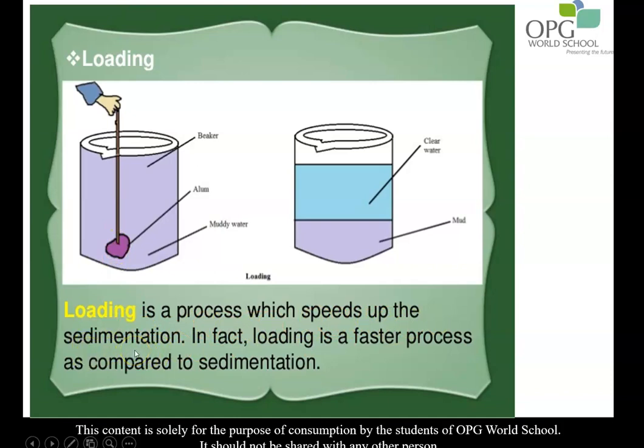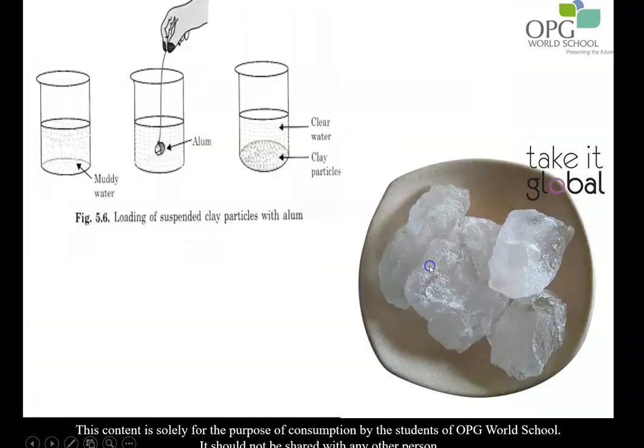As you know, when we added flour and water, only some amount of flour settled down, but most of the flour was floating in water. So, in such cases where there are a lot of floating particles in water, we add alum. Because of alum, the floating particles will settle down very fast, so it is a faster process than sedimentation. This is alum, which is also called aluminium sulfate.